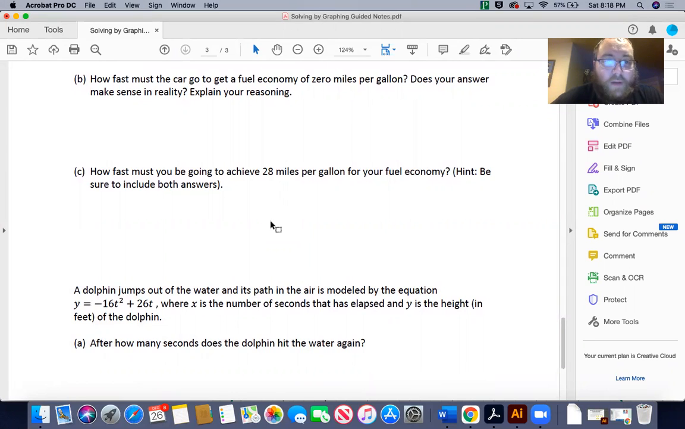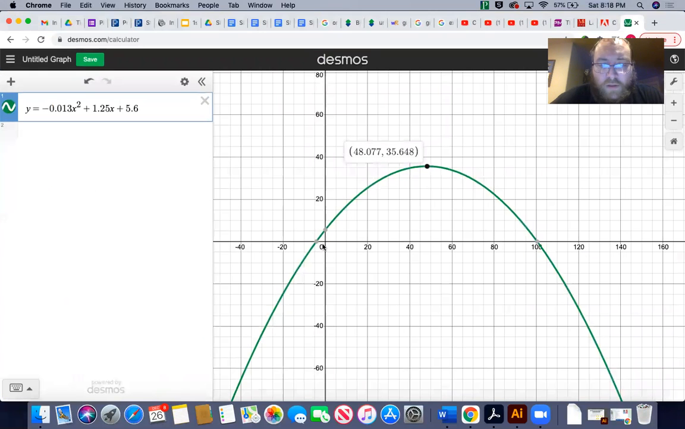Does your answer make sense in reality? Explain your reasoning. So 0 miles per gallon, right? Our Y value, up and down, is miles per gallon. So when the Y value is 0, well, we got one right here. I'm going to click off this, and one right here. So here's 0 miles per gallon, here's 0 miles per gallon. So it says we'd have to be going negative 4.3 miles per hour, which doesn't make sense, and 100 miles per hour.